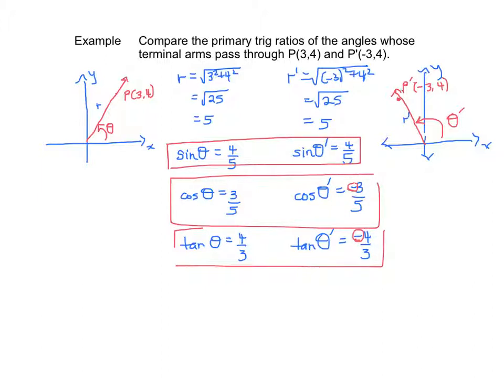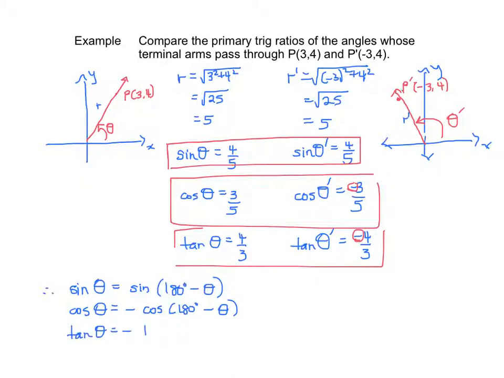Okay, so as a summary here, we could say for any angle theta, we know that the sine ratio for an angle of 180 degrees minus theta will be the same. When it comes to the cosine ratio, it will be the same but opposite sign. So cos theta equals negative cos of 180 minus theta, and same for tan. So tan theta will be equal to negative tan of 180 minus theta.